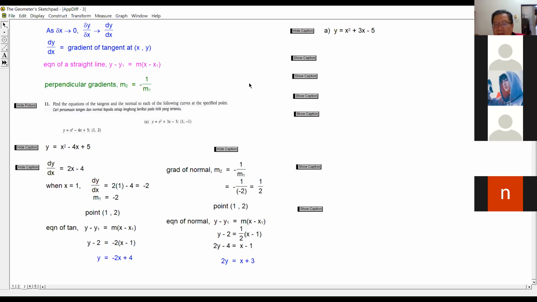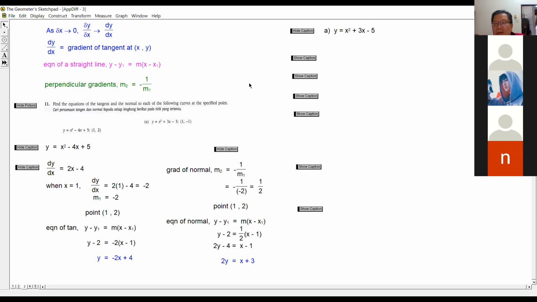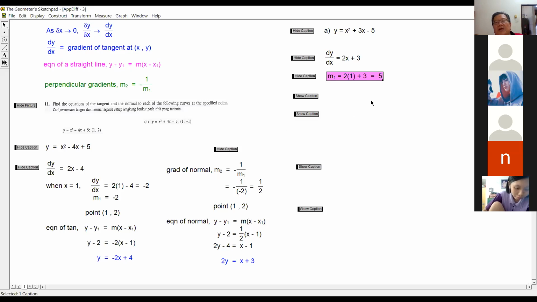How to start? So we start by finding dy dx, correct? This function is very easy. It's a second degree polynomial, very easy to differentiate. So we have 2x plus 3. So after finding dy dx, you have to find the value itself. So for the value, we substitute in the point x equals 1, and we get the value is 5.